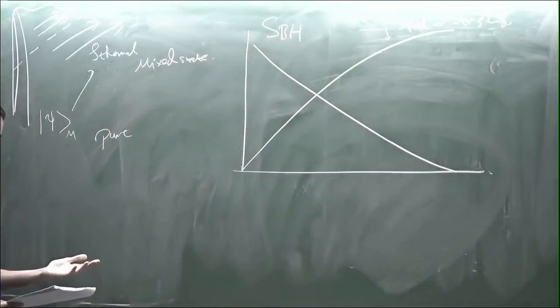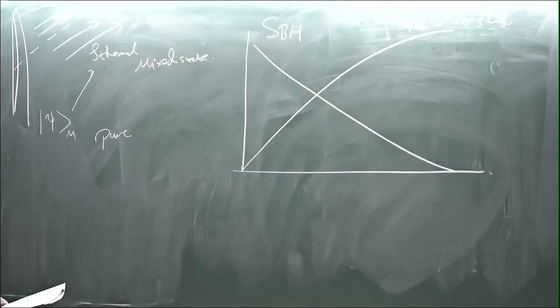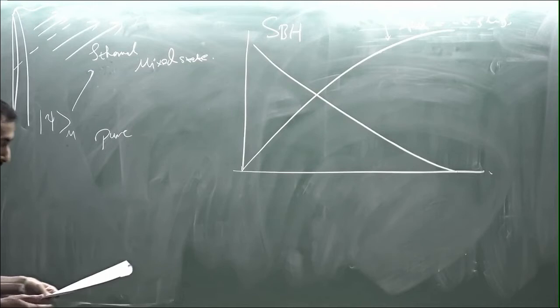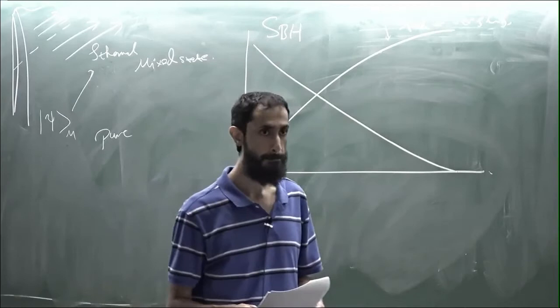This Bekenstein-Hawking entropy is a coarse-grained entropy, and it's a measure for the size of the dimension of the black hole Hilbert space. It's not the entropies of the same thing. One is the entropy of the black hole that remains together. Correct.